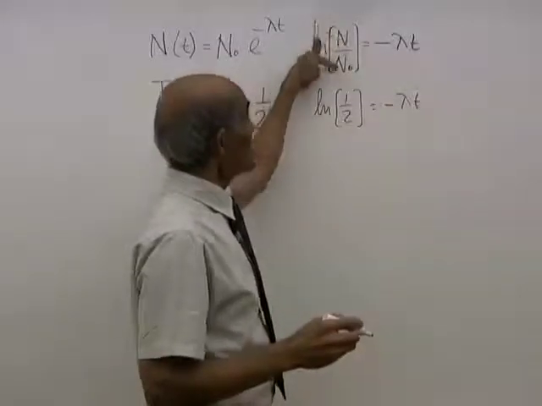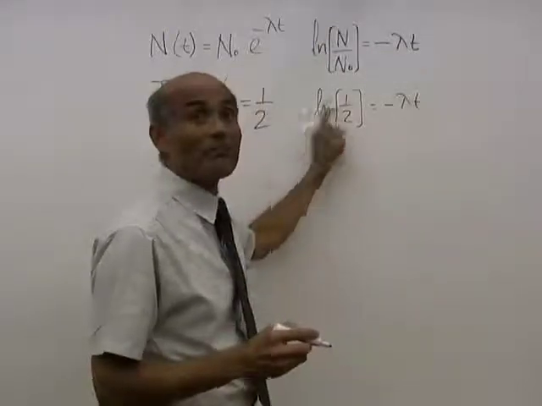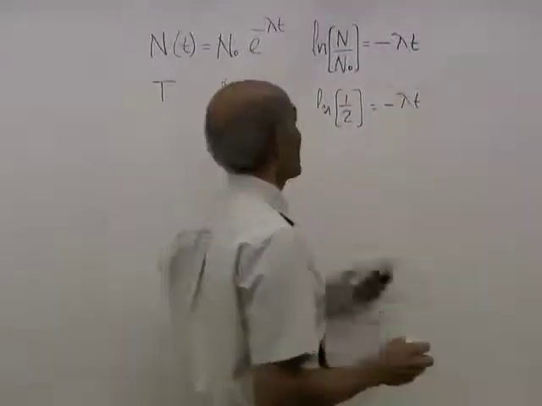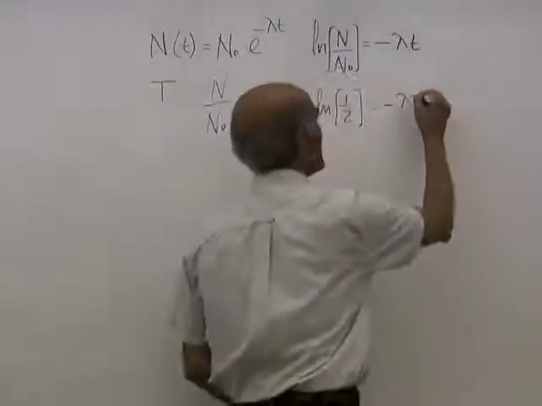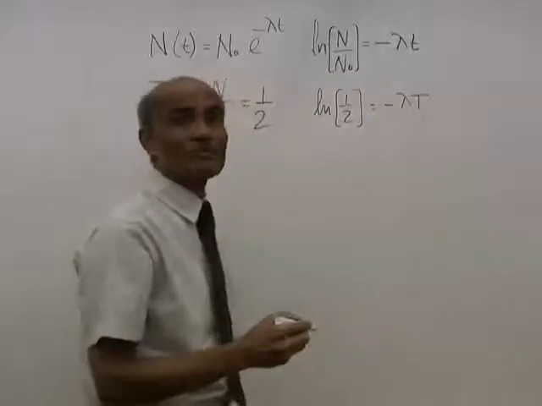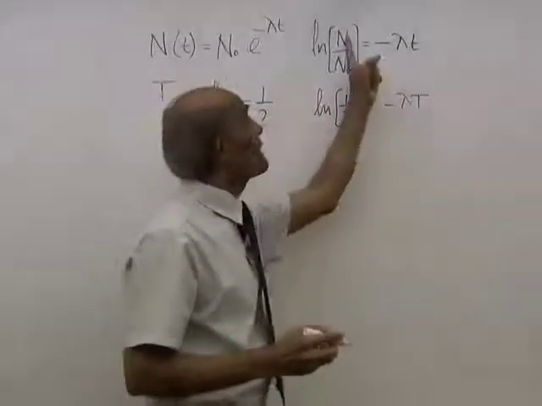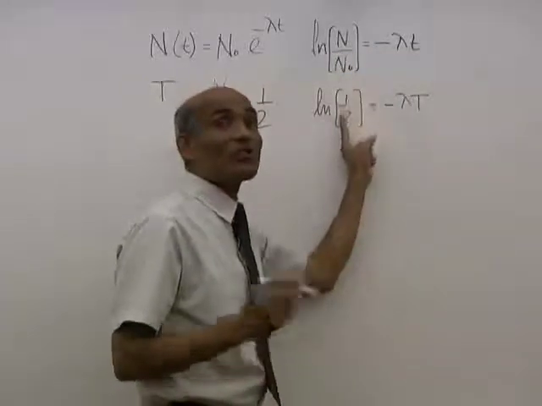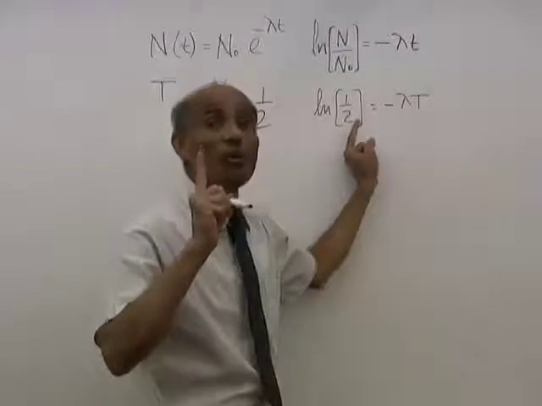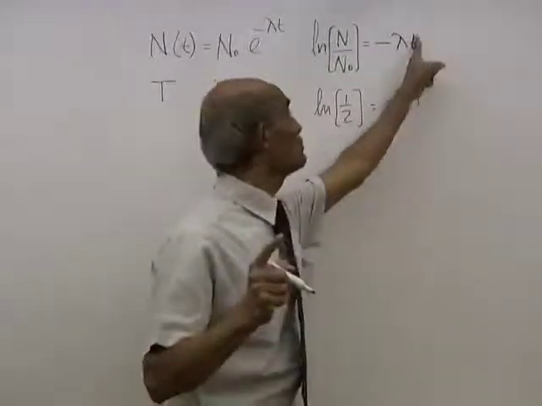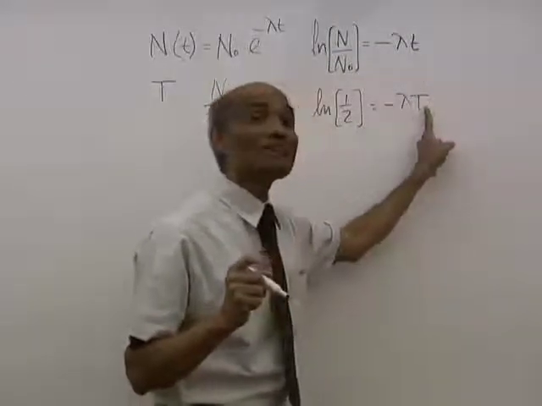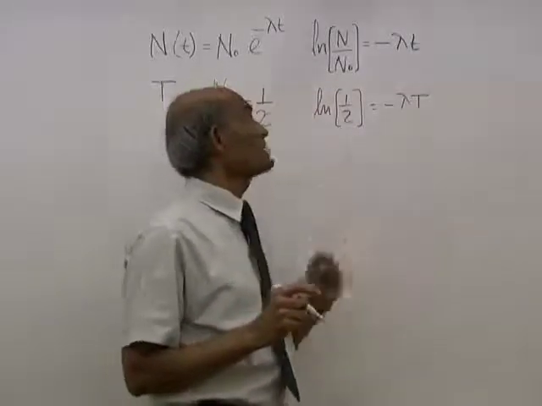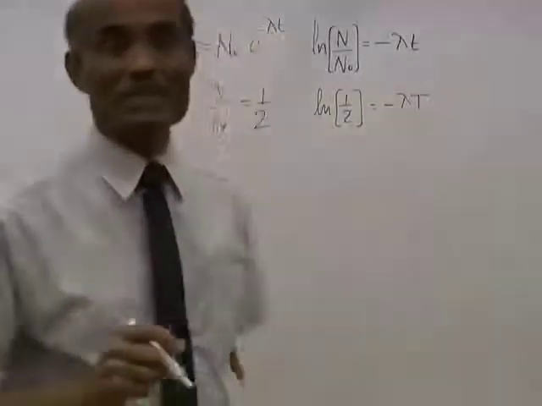When this n over n0 becomes 1/2, this t is now the half-life. So I can now replace this t by the half-life period. I hope you understand. We replaced n by n0 by 1/2. Now n by n0 becomes 1/2 in one half-life period. So this t is now equal to the uppercase T, which is the half-life period. So we have ln 1/2 equal to negative lambda t.